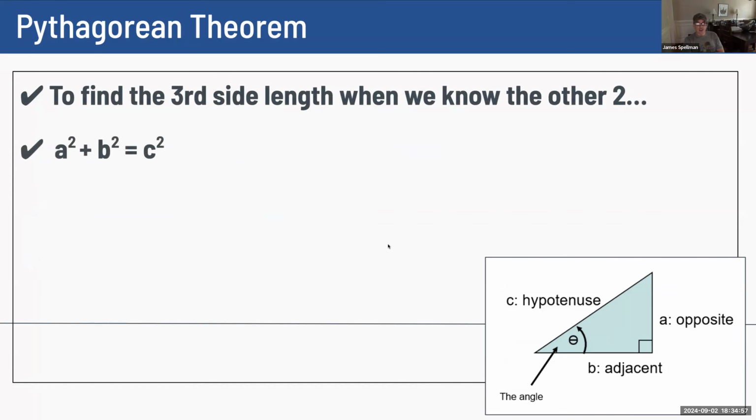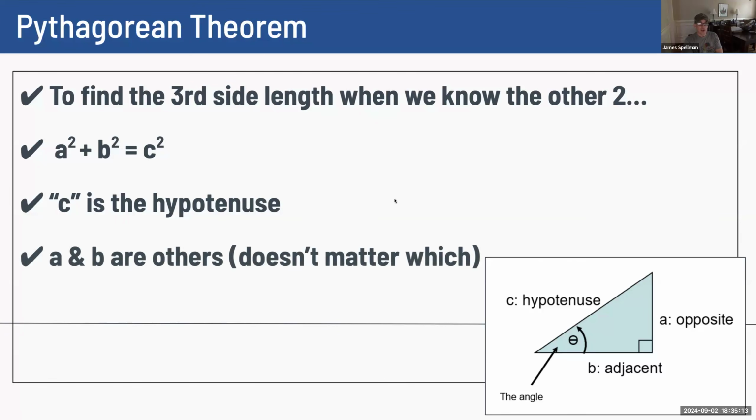Now, we can find missing sides of a triangle a couple different ways. The easiest one is the Pythagorean theorem: a squared plus b squared equals c squared. We're going to use this if we know two sides and just need to find the third. C is the hypotenuse, always, always, always, because it's the biggest. And then a and b are the other two sides.